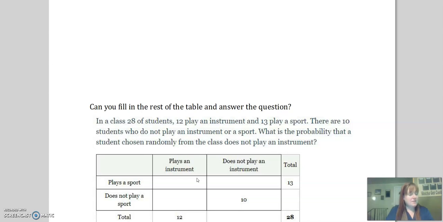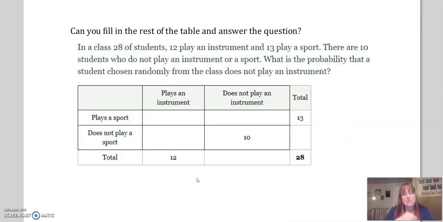So can I fill in this frequency table and answer the rest of the questions? We have 28 people, and it gave us some information. 12 play an instrument, 13 play a sport. So plays an instrument would be 12, plays a sport would be a total of 13, and we don't know what these 2 are. There are 10 students who don't play a sport or an instrument. So we fill the rest of them in.